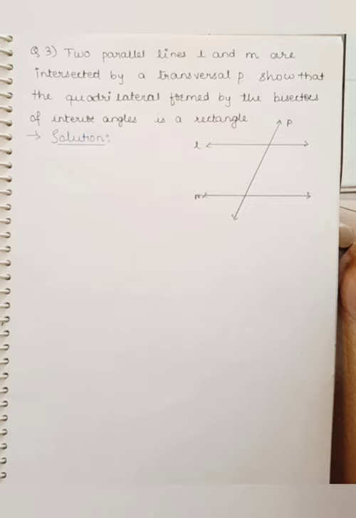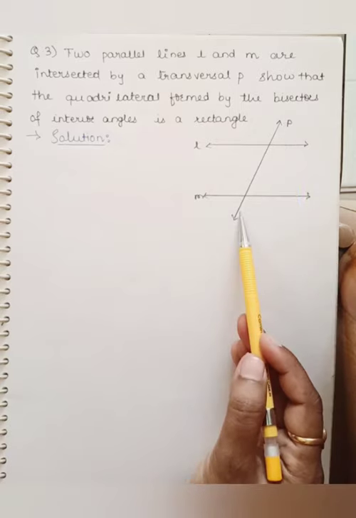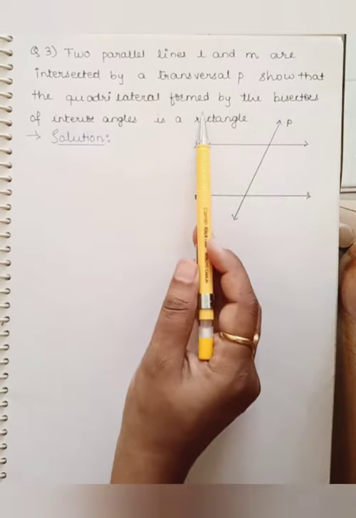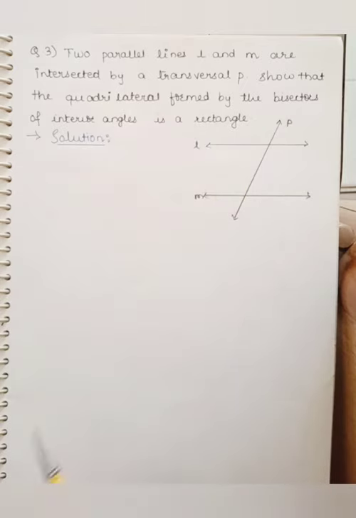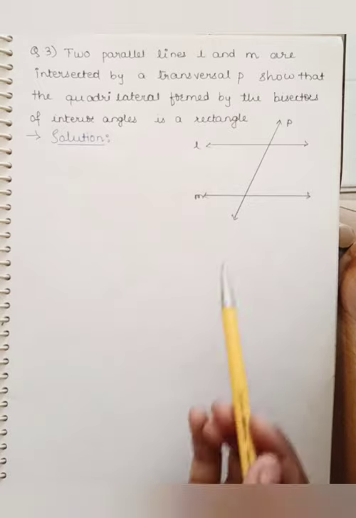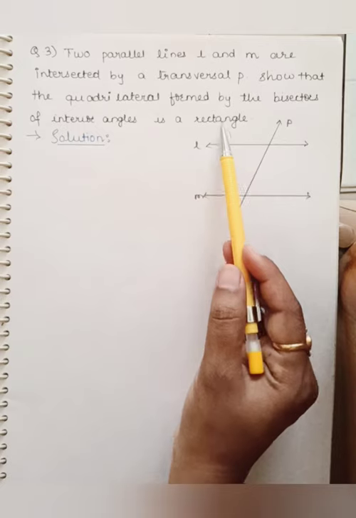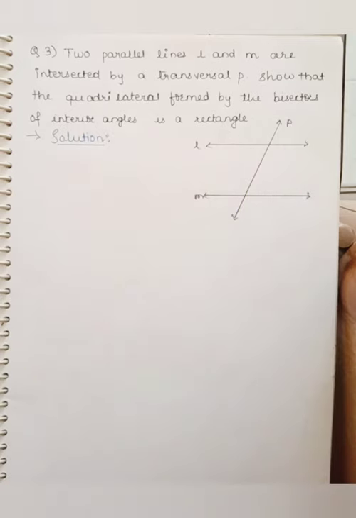Next question. In the figure, two parallel lines L and M are intersected by a transversal P. So L and M are two parallel lines which are intersected by a transversal P. Show that the quadrilateral formed by the bisectors of interior angles. Okay, so let us first complete the figure. What I have to do? Show that the quadrilateral forms. So one quadrilateral is forming when the bisectors of interior angles meet.